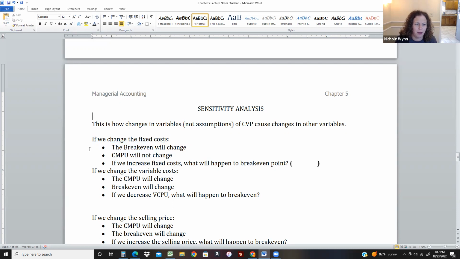So the first thing I would probably do is identify the formulas. Remember that SPPU minus BCPU equals CMPU. And then the other thing I would point out is break even equals fixed cost divided by CMPU. So knowing these two formulas, these are two formulas that we need to know for sure. Other than the income statement, these are really the only two formulas I really need you to know.